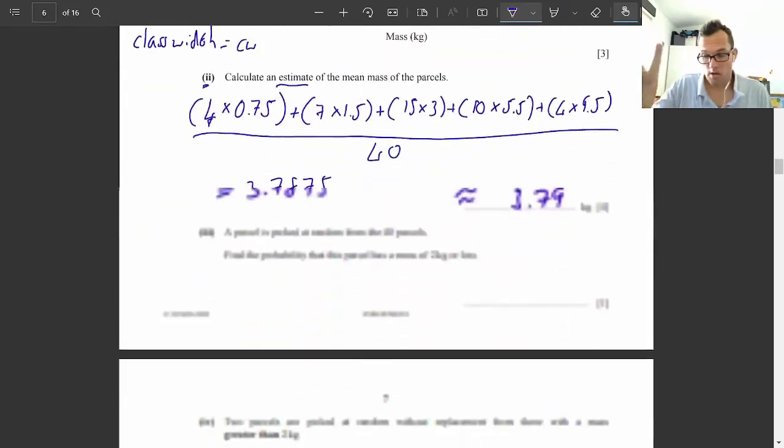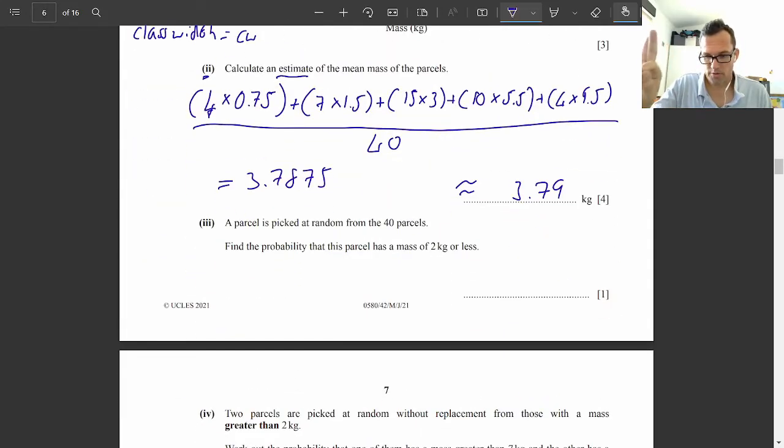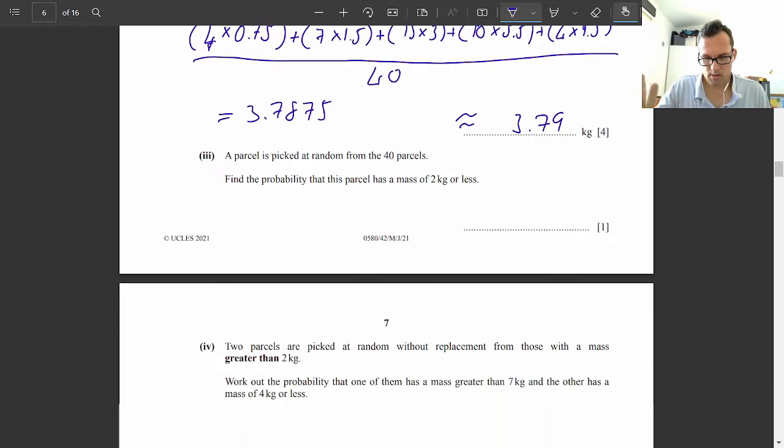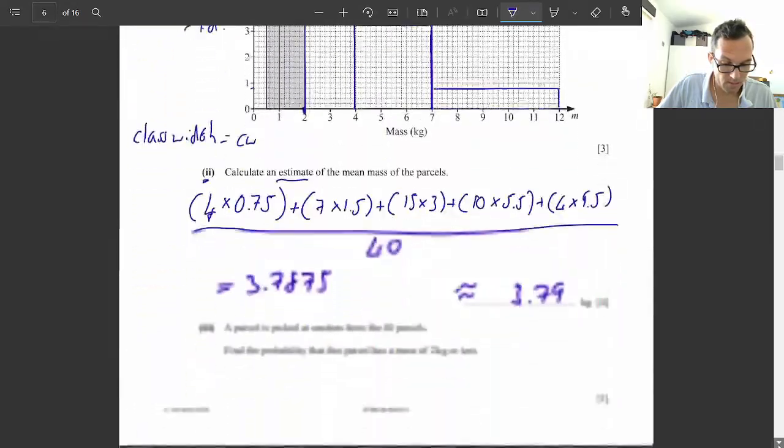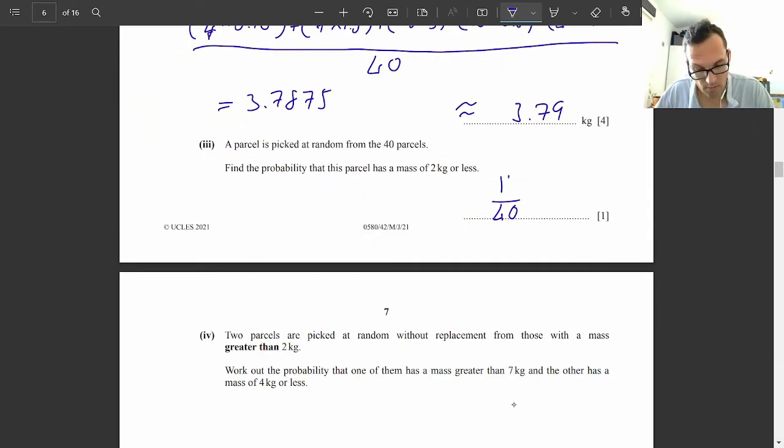Question 4a, part 3, probability. It says a parcel is picked at random from 40 parcels. So we already know that it's going to be out of 40 total. Find the probability that this parcel has a mass of 2 kilograms or less. So we look on our table there. 2 kilograms or less is everything this way. There's 4 plus 7, so there are 11 parcels to select possibly. So it is 11 out of 40.